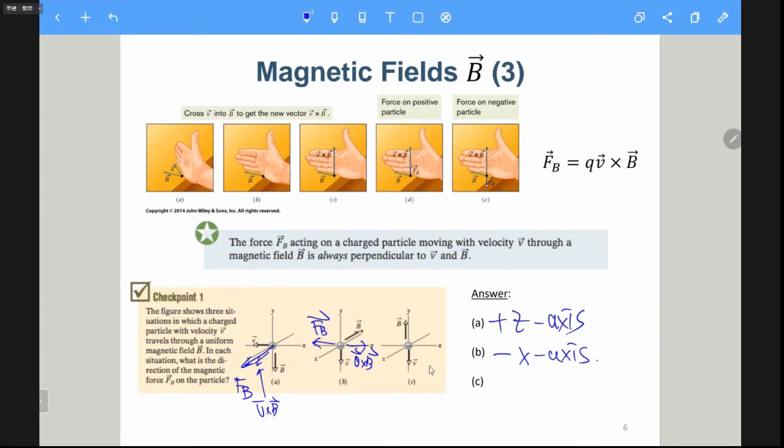And for part C, V and B point to the opposite sides. So this is 0. This is 0. So no direction.